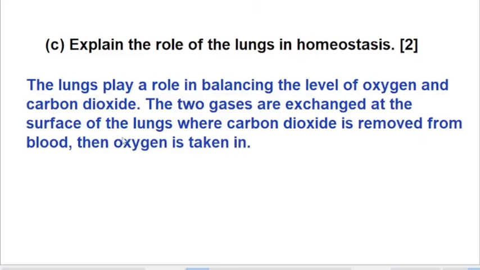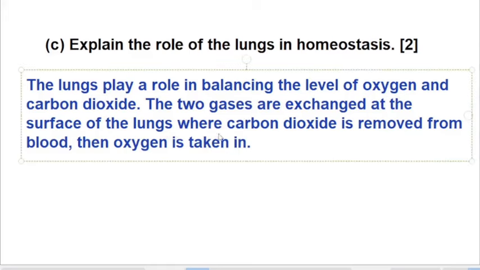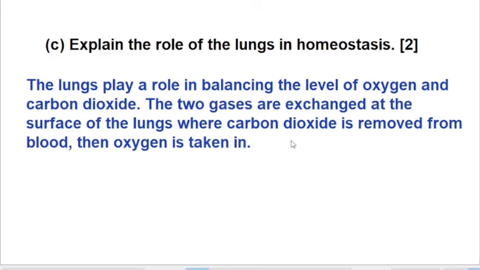All right, so we have said the lungs play a role in balancing the level of oxygen and carbon dioxide. The two gases are exchanged at the surface of the lungs, where carbon dioxide is removed from the blood, then oxygen is taken in. That is the role of the lungs in homeostasis.